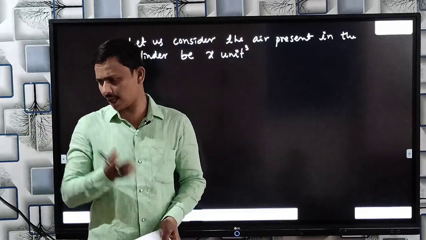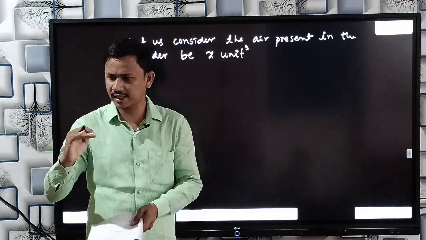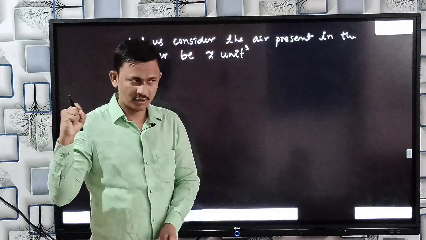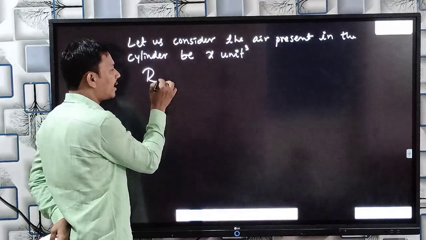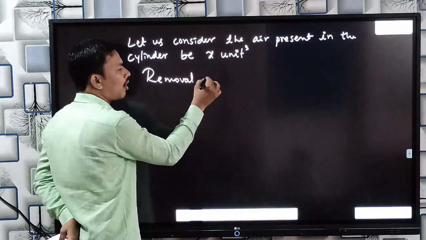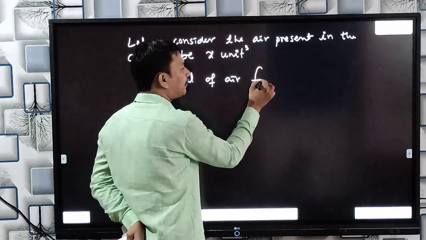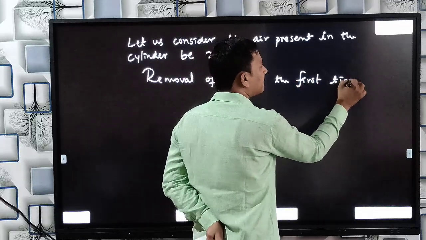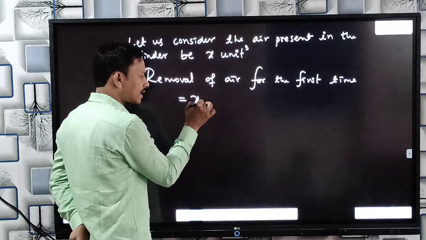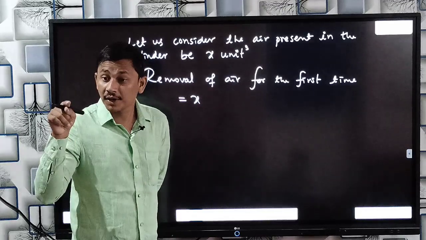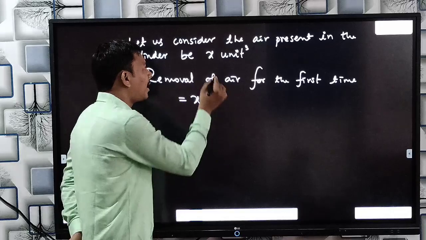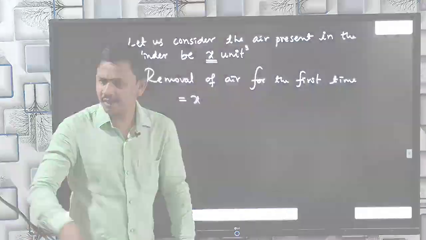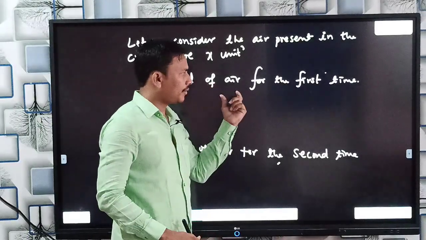1/4 of the total amount. It removes 1/4 of that air. 1/4 means a quarter. Okay, for the first time removal of air is equal to x minus 1/4. What is the total? Total is x, and each time we subtract 1/4 of it. Removal of air for the first time.